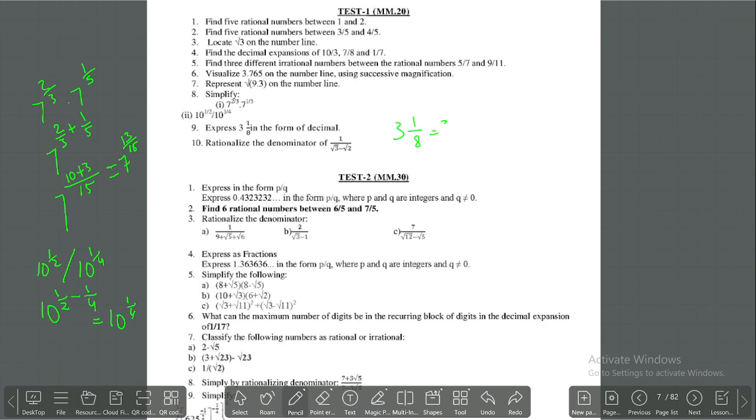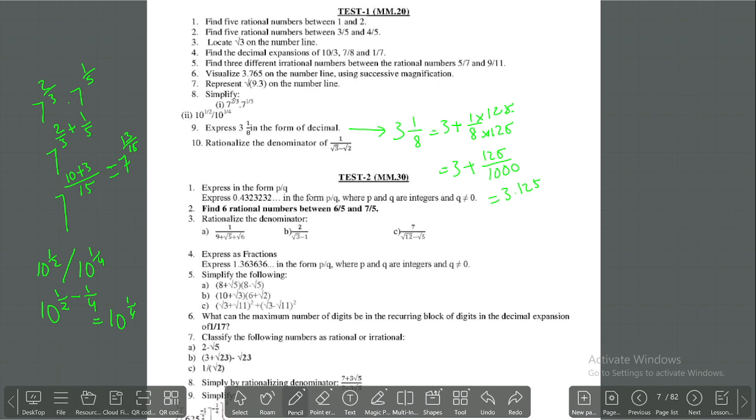Here I am making this one as 3 plus 1 by 8 into what number? Zeros I want. Denominator like 10, 100, 1000 multiples. 1, 2, 5. Very good. 8 in the sense it is 125 only it should take. That means 3 plus 125 by 1000. That is equals to 3.125 is the answer for that.